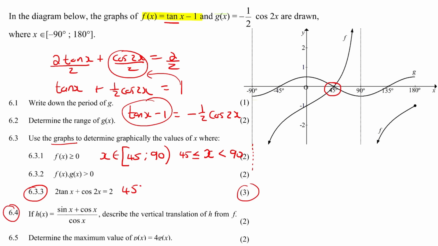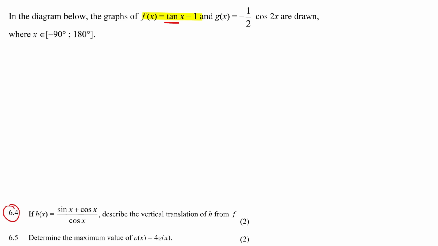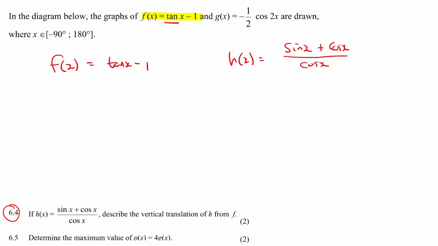Okay, now this question over here says, if h, okay, so h is a totally new equation, describe the vertical translation of h from f. Okay, interesting. So we know that f is currently tan x minus 1. Now, h of x is equal to sin x plus cos x over cos x. Okay, now they want us to describe the vertical translation of h from f.